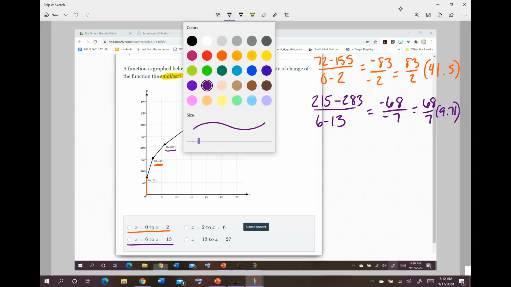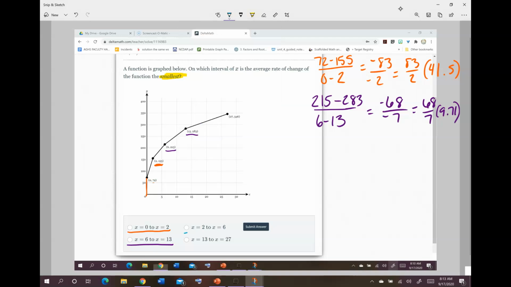All right. Let's do a blue. Let's get a blue up in here. All right. 2 and 6. We're going to say 2 minus 6. Find the pairs. 2's pair is 155. 6's pair is 215. And again, what do we notice? That this is a nonlinear function because why? It's because the average rates of change are different. Okay? 155 minus 215, I get negative 60. 2 minus 6, I get negative 4. 60 divided by 4 is even, 15. No need to do a decimal for that one.